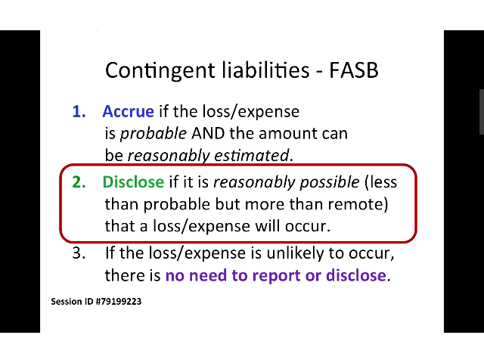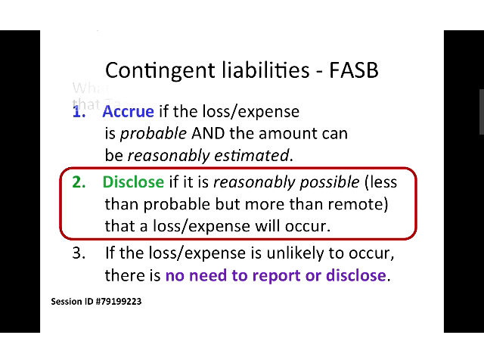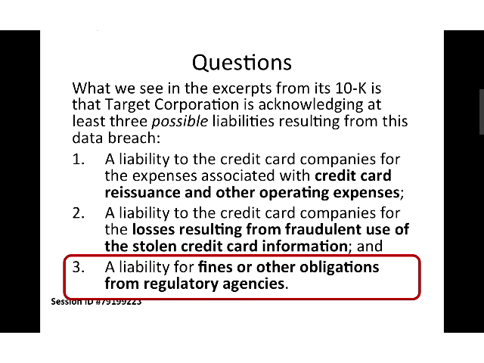So then the third scenario, a liability for fines or other obligations. So the regulatory agencies can penalize Target. The FCC or the Federal Trade Commission can say, you didn't have proper controls in place, we're going to give you a penalty. So they can do that. So the question is, and it's out in Learning Catalytics now, are they going to accrue for that, disclose it, or do neither?